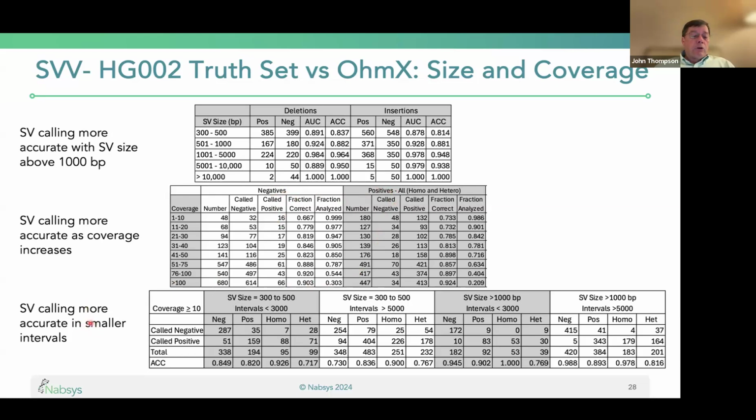And then the structural variant calling is also more accurate in smaller intervals. If you look at small SV sizes in small intervals, you get good accuracy. If you look at small SVs in larger intervals, it's not as accurate. So these are all things that we'll be trying to improve on so that we can account for some of these differences. Right now, we don't have a good confidence score for calling variants, but that will be available in the near future, using these parameters and other similar things to figure out what makes a good variant call versus not.